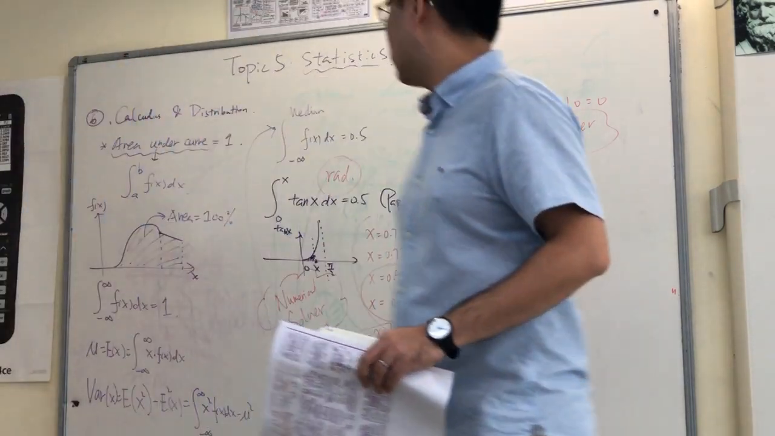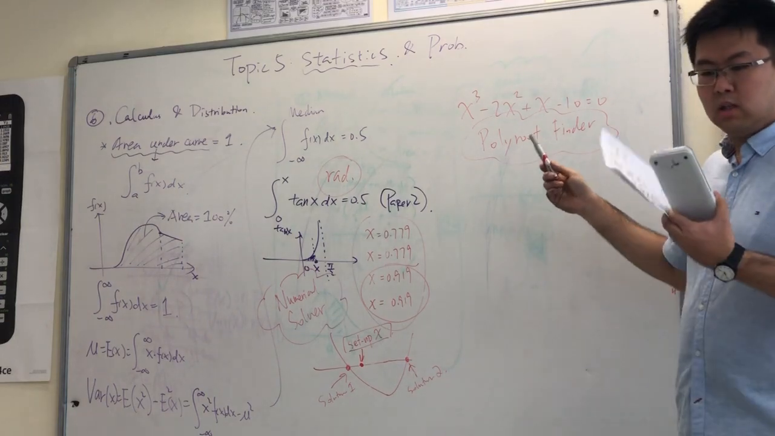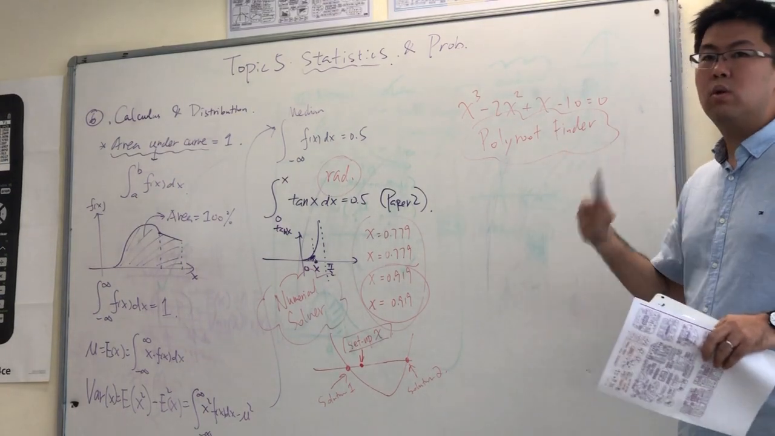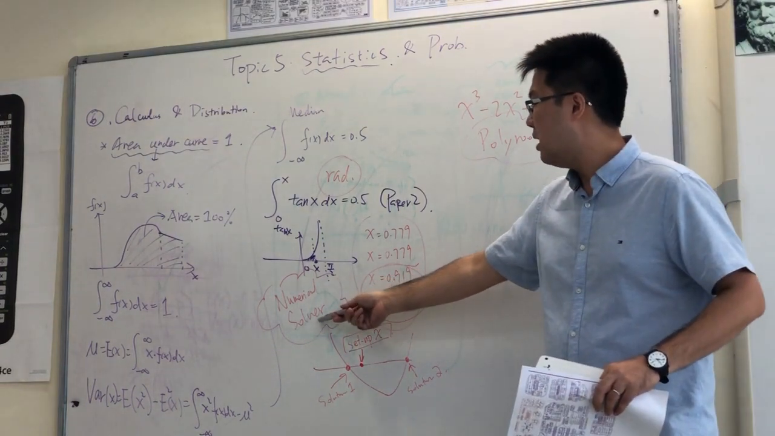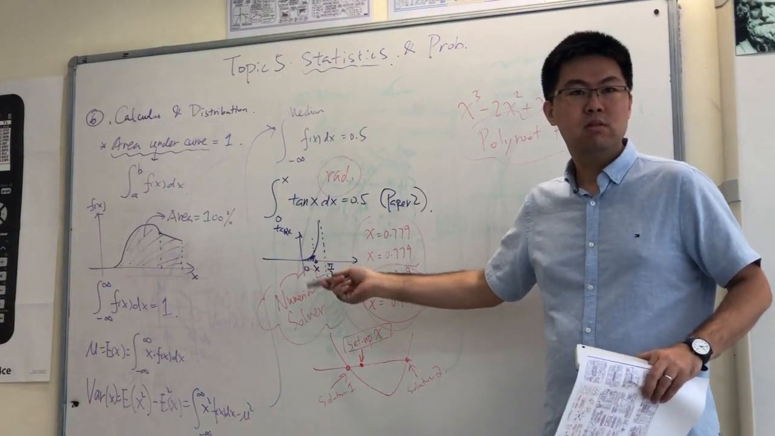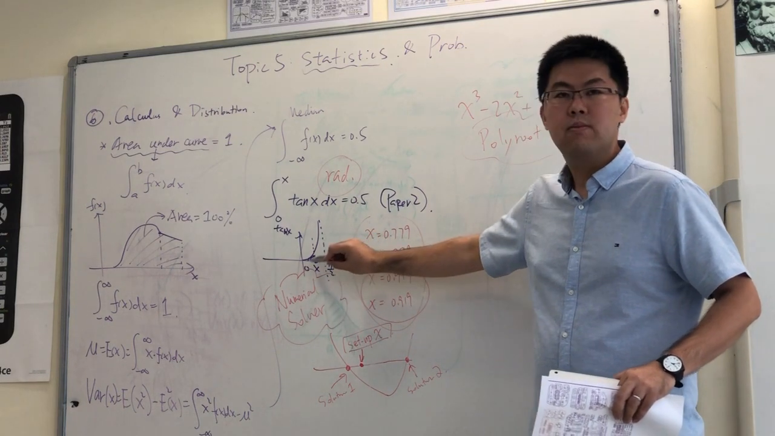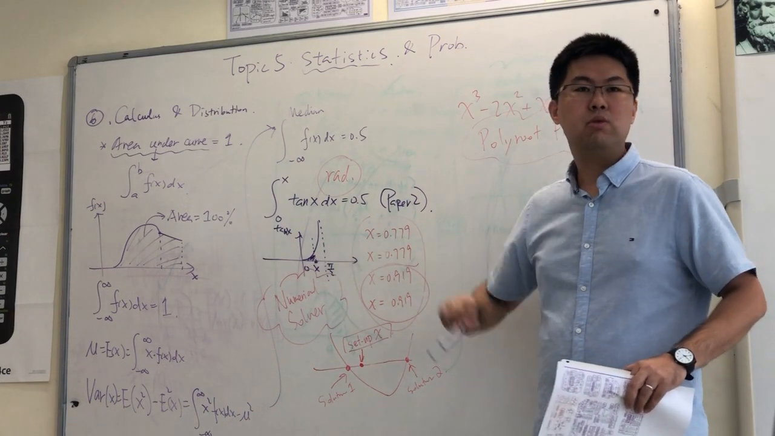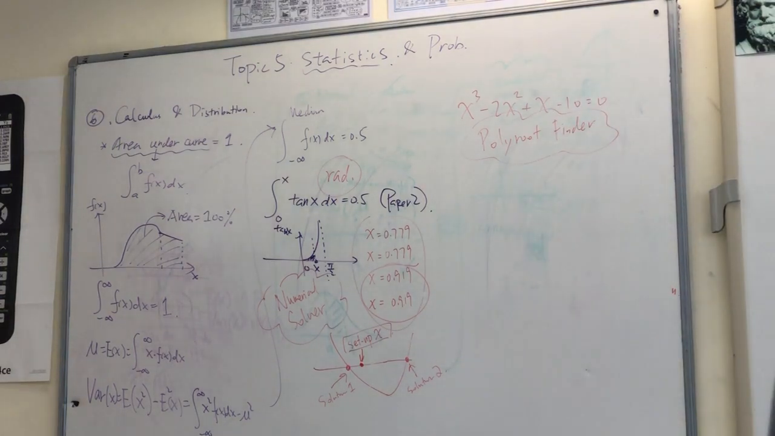So that's the difference between numerical solver and poly root finder. The poly root finder will literally give you all the solutions, all of them you want. But this one is an estimation tool. It will just find the closest solution to your initial starting point. All right? Is that clear?